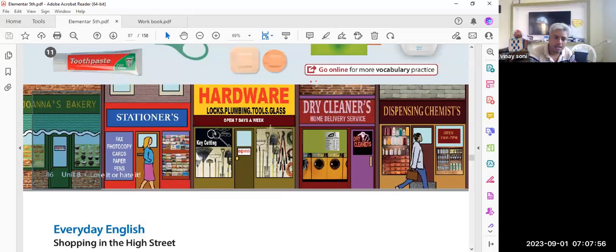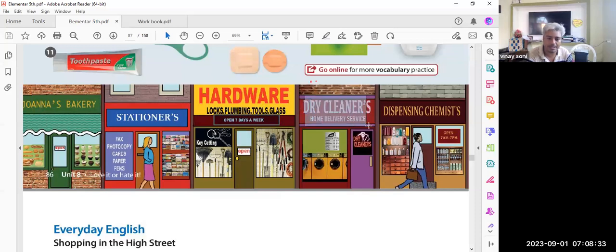Stationery shop. Hardware. A hardware shop. A hardware shop sells tools, instruments, all these things that you see in the picture, okay? So these things are found in a hardware shop. You can find them, you can buy them at a hardware shop. Locks, plumbing, tools, glass, all these things. Open 7 days a week. Wow. This shop doesn't close. This shopkeeper doesn't take a day off, huh?